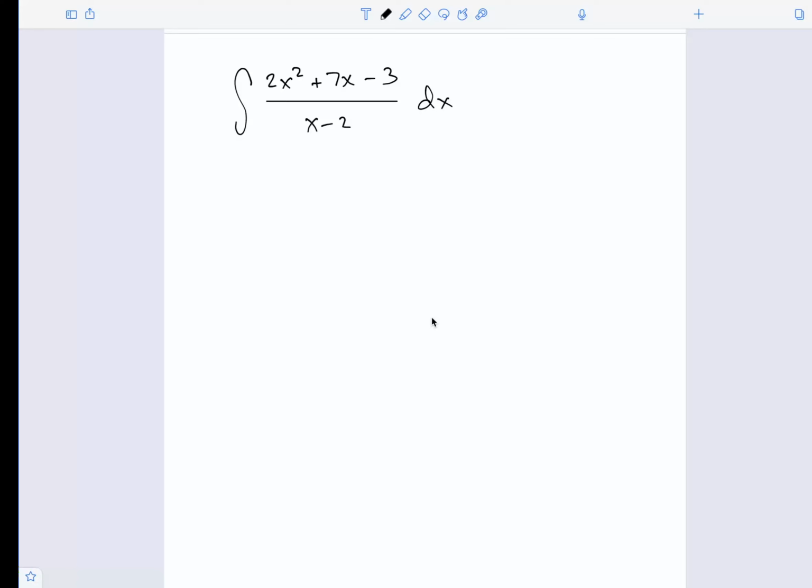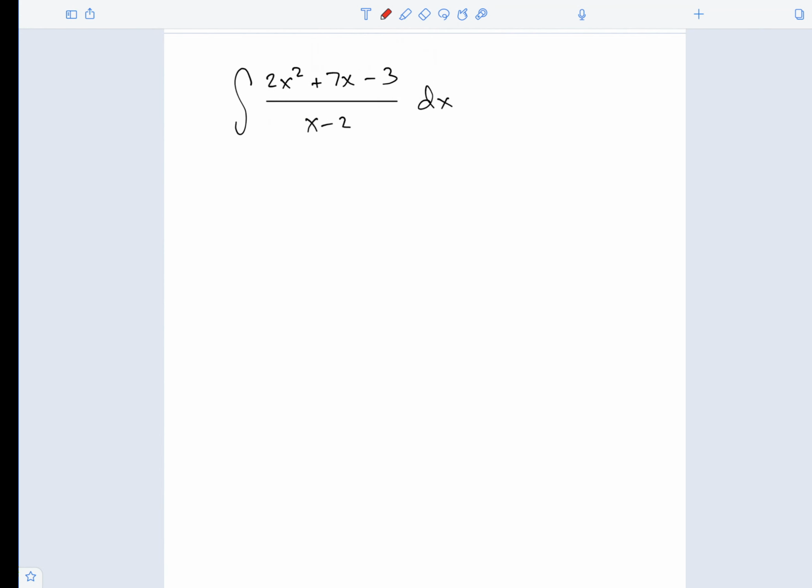All right, let's take a look at this question here. So we're integrating 2x squared plus 7x minus 3 over x minus 2. Now, the interesting thing here is if I try to do some u sub, we're going to have a little bit of an issue.